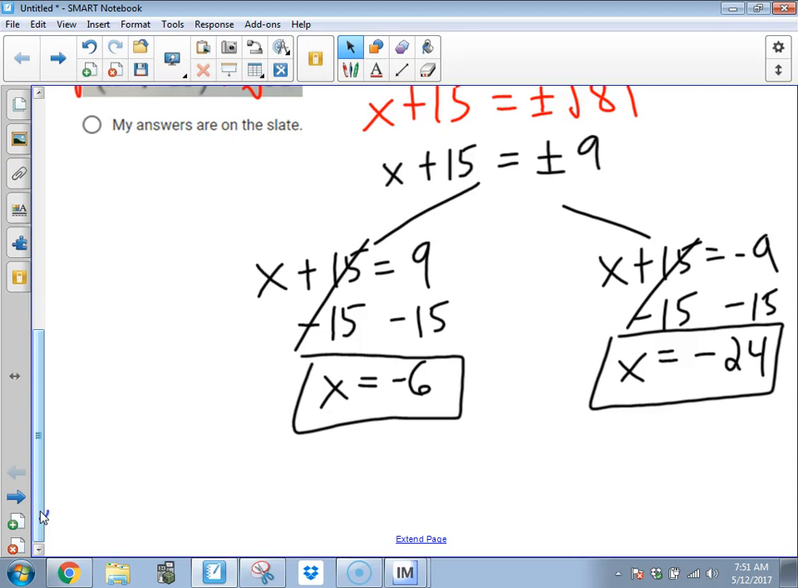Yes, question. The answer to the last one was x equals... oh, yeah.